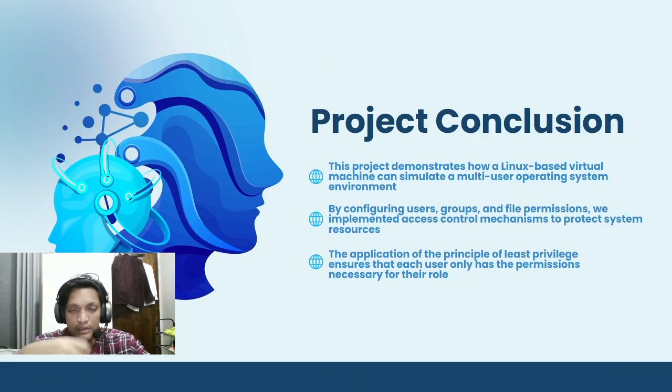To conclude, this project demonstrates how a Linux-based virtual machine can be used to simulate a multi-user operating system environment. By configuring users, groups, and file permissions, we implemented access control mechanisms to manage how system resources are accessed. Through this process, we applied the principle of least privilege, where each user is granted only the permissions required for their specific role.